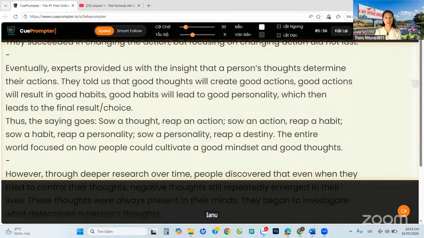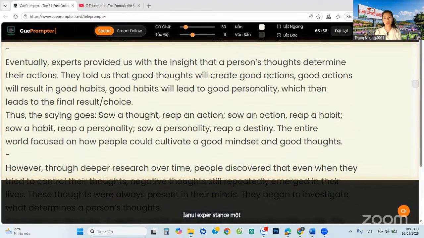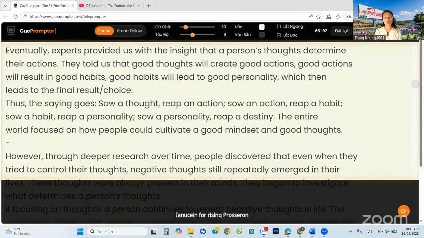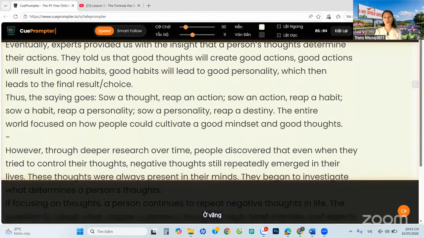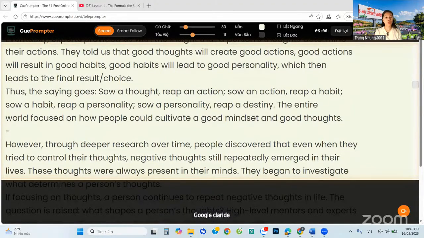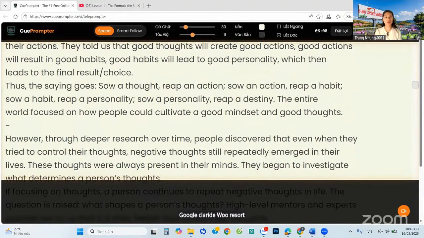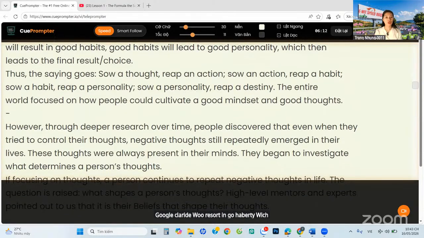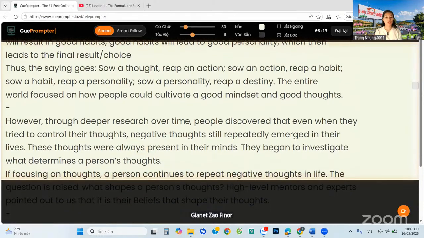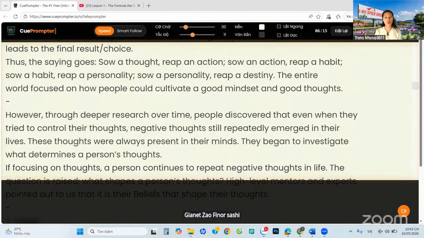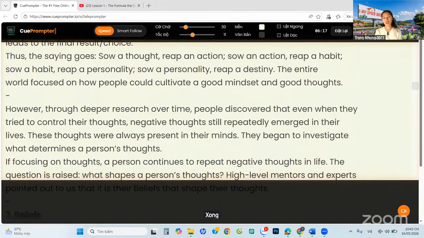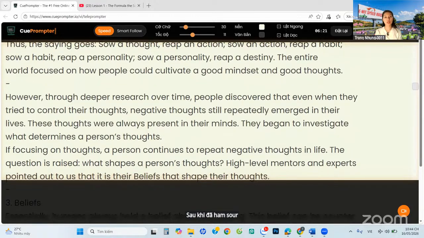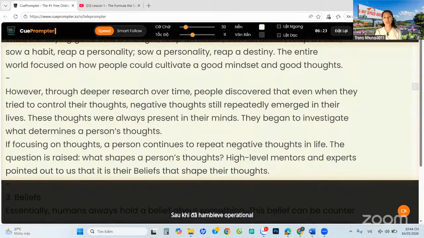Eventually, experts provide us with the insight that a person's thoughts determine their actions. They said that good thought will create good action. Good actions will result in good habits. The good habit will lead to good personality, which then leads to the final result. That's how the saying goes. So thought drives action, action drives habit, habit drives personality, and personality drives destiny.